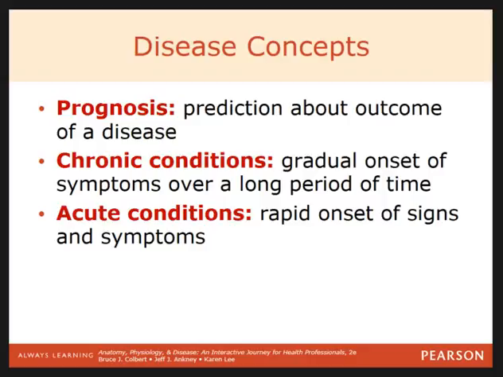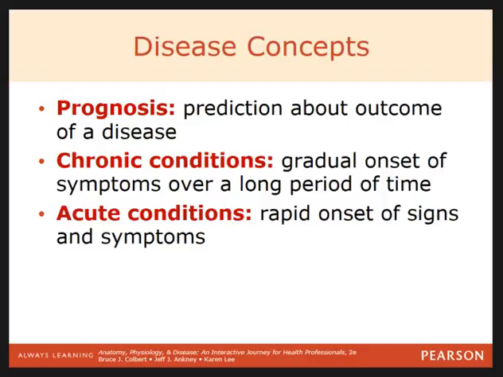Now, when we talk about serious or, I don't want to say not serious, but limited conditions, we have chronic and we have acute. So a chronic condition is generally a gradual onset of symptoms over a long period of time. The condition lasts for a long period of time. It may resolve or it may be something that is lifelong. Acute condition is usually a rapid onset of signs and symptoms, and it usually will only last a relatively short period of time.